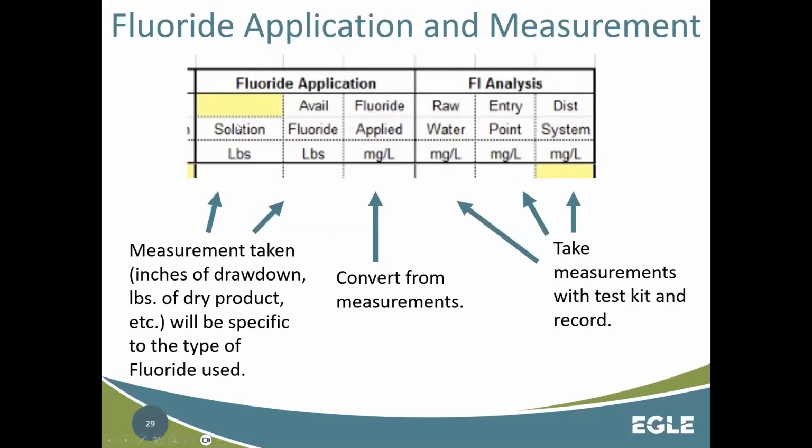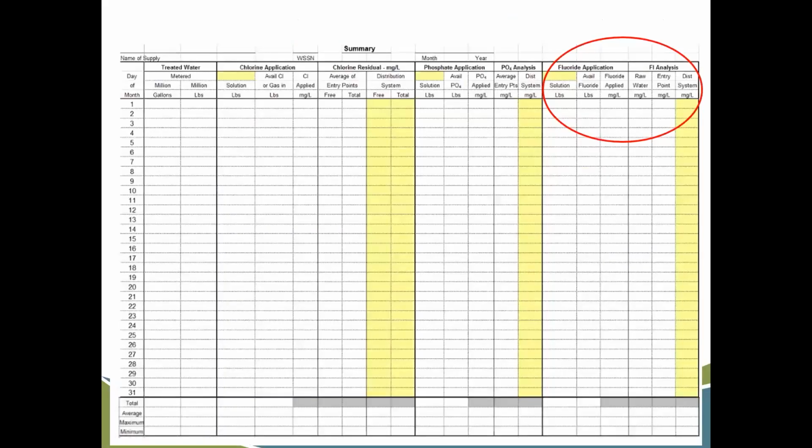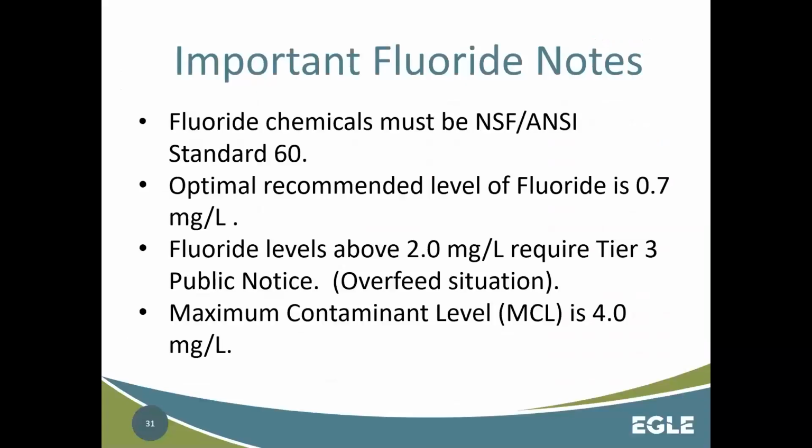So you'll enter the pounds of fluoride solution that you used that day, and then you can convert to pounds of fluoride ion and what was applied. And then you use your lab equipment to report the daily data in these columns. Let's skip that. That's just a bigger view of the MOR sheet.